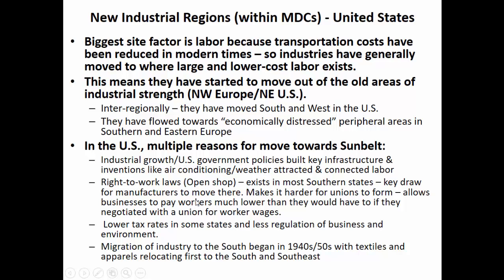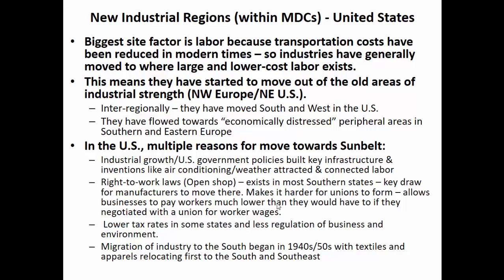Southern states have open shops or right to work laws, which say any worker can work in any industry, and the business can negotiate with each worker individually for their wages in order to keep wages down. That means Southern workers tend to not belong to unions. It means Southern workers tend to have much lower wages than their Northern counterparts in the United States and also in Europe.